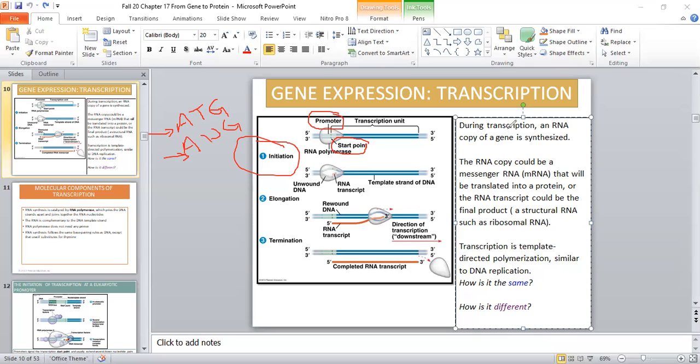Yes, it's present on the coding strand. So the opposite strand of DNA will be containing what? TAC. You can even remember this: the start point will be TAC, because we are talking in terms of the template strand. So at the start point on the template strand, it will be TAC. Yes, isn't it?